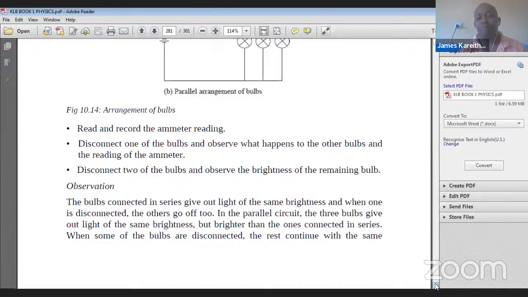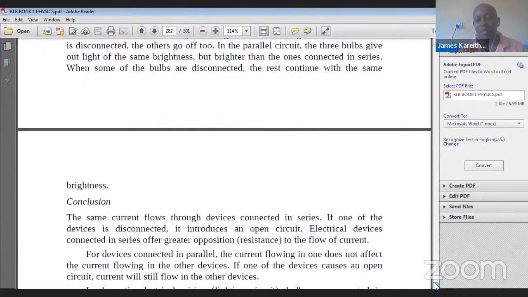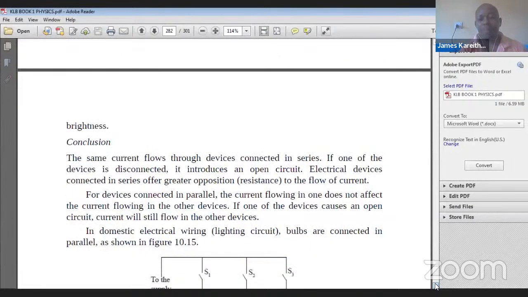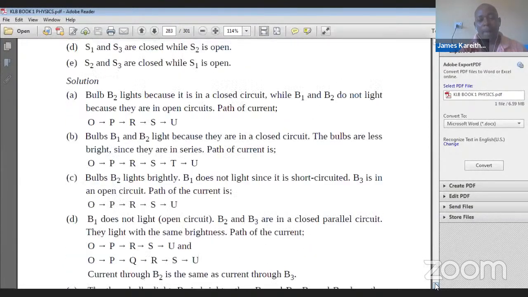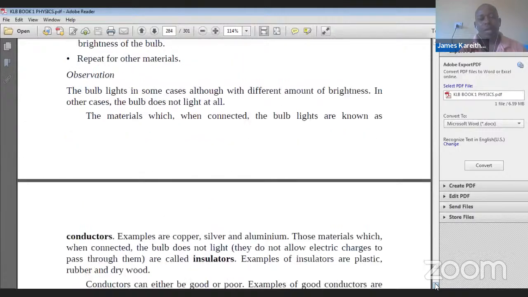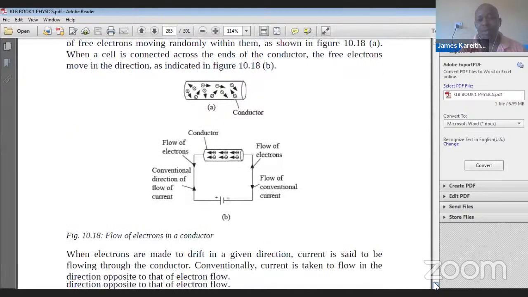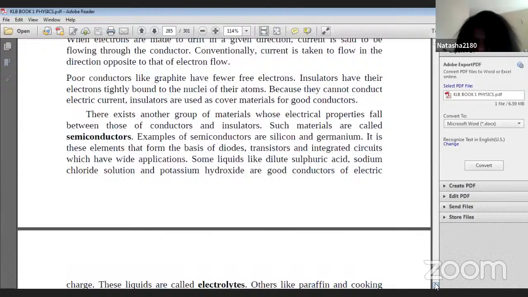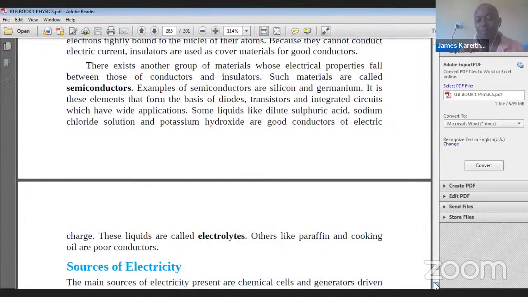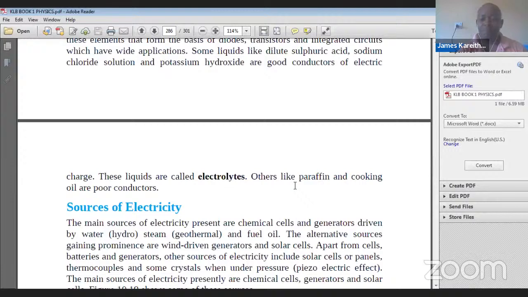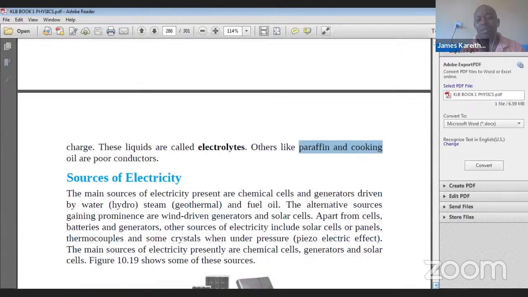What about examples of poor electrolytes? Natasha 2180, examples of poor electrolytes. Natasha is not responding. Yes, the answers are on the screen. We have paraffin, cooking oil, and water, of course. Very good. Now, today we move on and we look at sources of electricity.